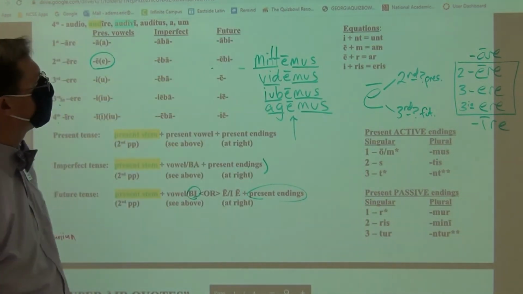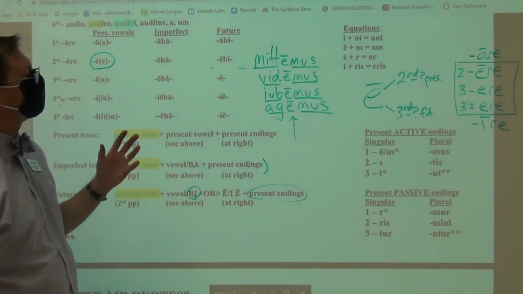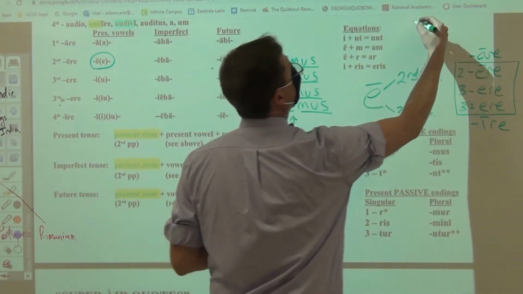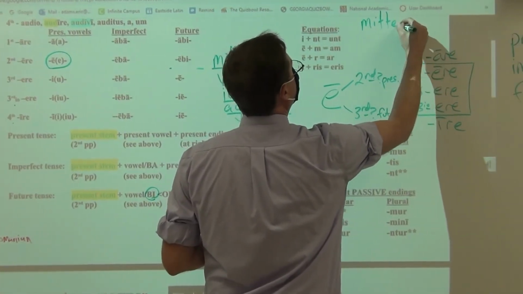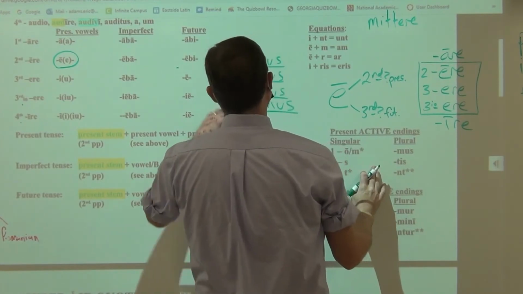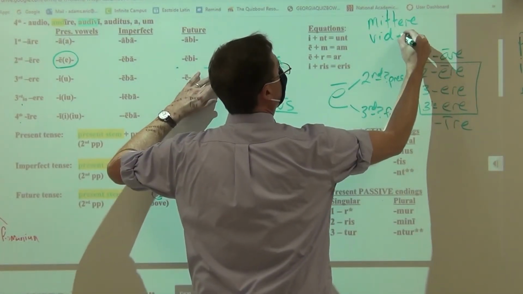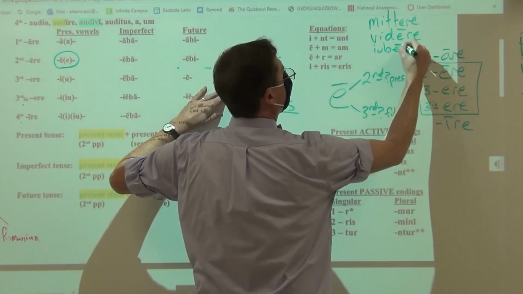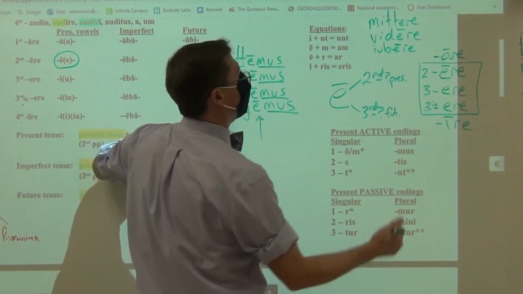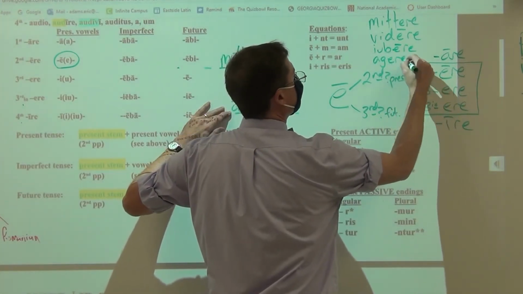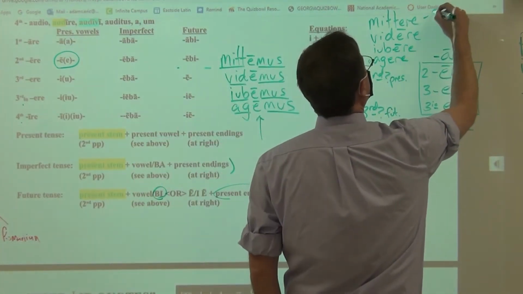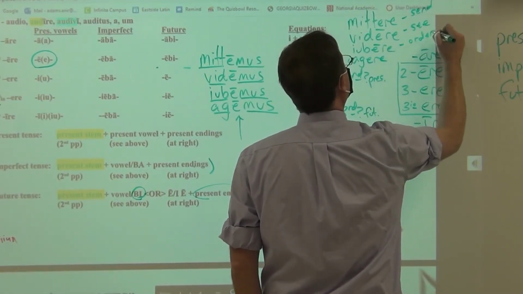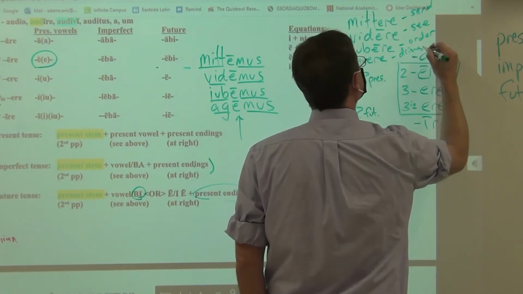So for each one of these, I'm going to write down for you the second principal part. So for mittemus, it would be mitto, mittere. For videmus, it is video, videre. For iubemus, it is iubeo, iubere. And for agemus, it is ago, agere. And of course, these mean to send, to see, to order, and to drive.